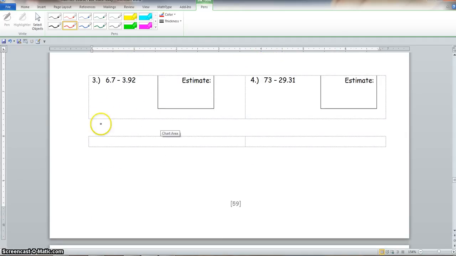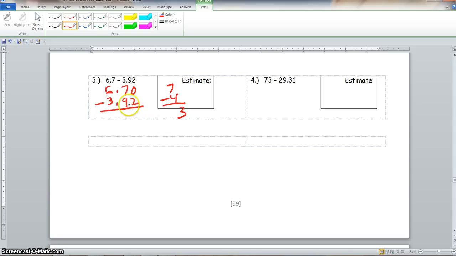Now again, we estimate to the nearest whole number. 6.7 will be approximately 7, minus 3.92 is approximately 4. 7 minus 4 is 3. So our answer should be somewhere close to 3. So we have 6.7 minus, we'll line up this decimal. 3 and 6 are both in the ones place. This 9 is in the tenths place, and this 2 is in the hundredths place. So we have to add a 0 here.